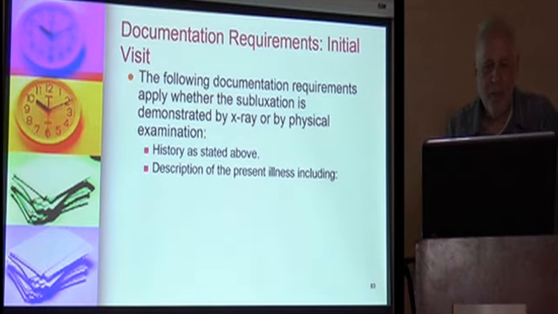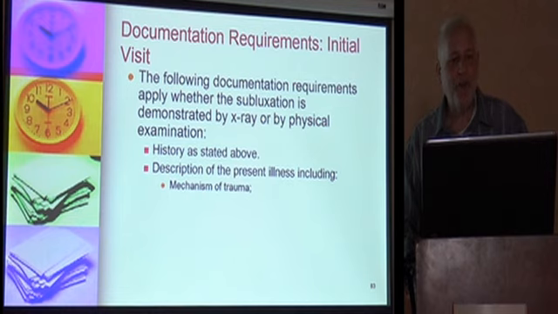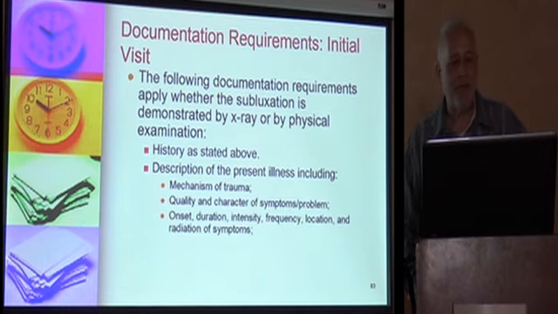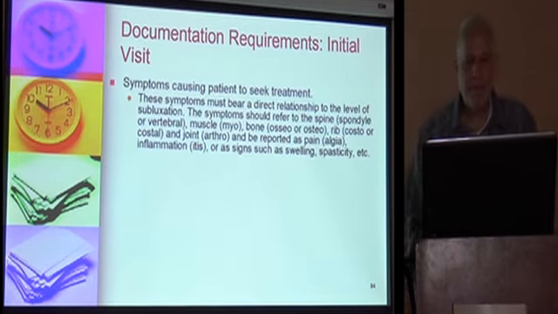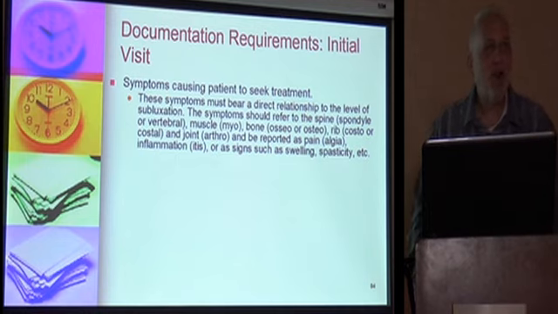So again, the history, but after the history, they want you to describe any mechanism of trauma, the quality and character of symptoms, the onset, duration. It's the same thing, really. The symptoms that cause them to come in, you should always start with that: patient is a 32-year-old male complaining of right-sided low back pain. Start with the simplest thing for all your notes.